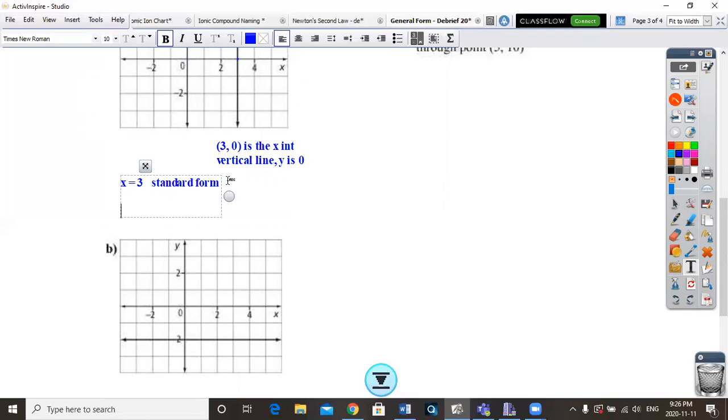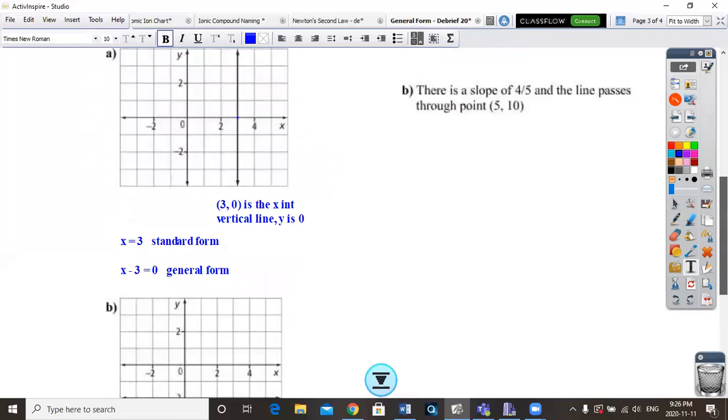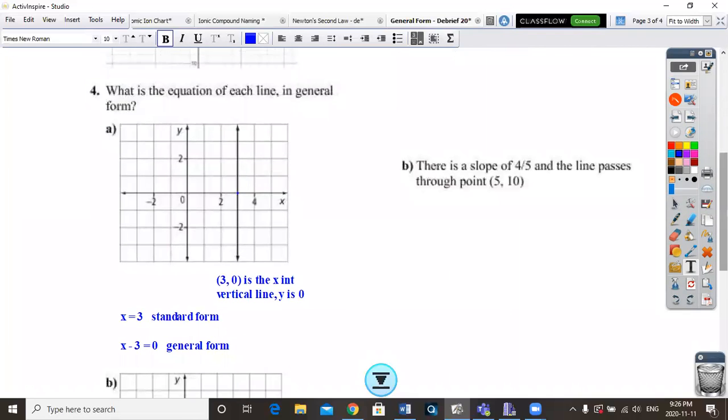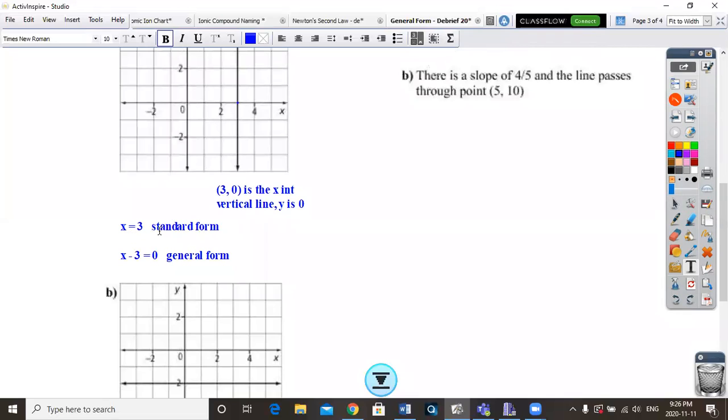And x minus 3 equaling 0 would be the general form. I believe it asked for it in general form, but I just wanted to show you that we can start from the standard form and then go to the general form. So it's very straightforward to get the answer. So that, in red, is our answer.